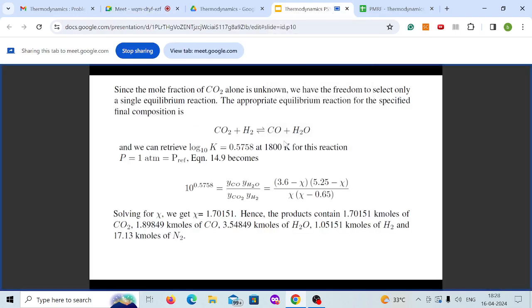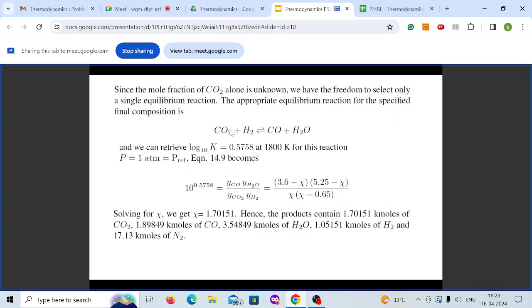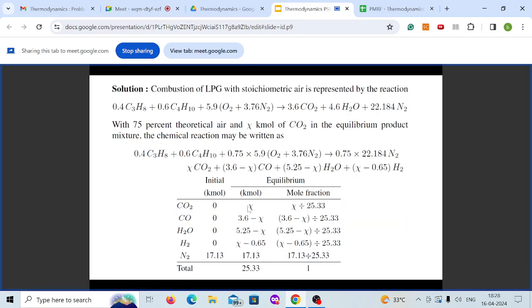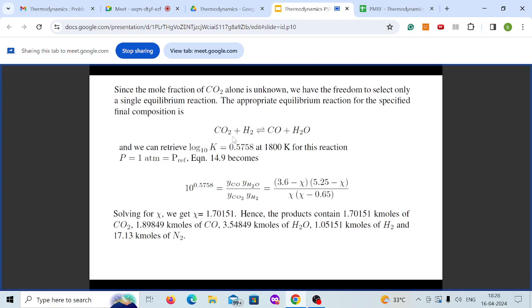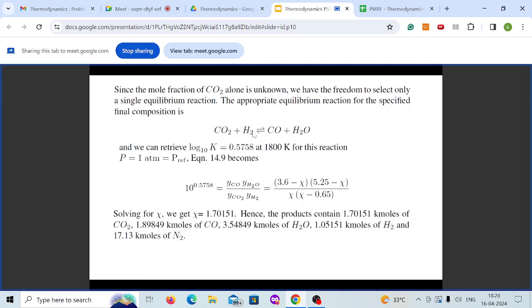So now, since the mole fraction of carbon dioxide is unknown, because the only unknown here is x, everything is expressed in terms of x. We can select one equilibrium reaction, which is sufficient to find x. So we assume CO2 plus H2 will form CO plus H2O. We have 4 components, so we have to write the expression for these 4 components. So CO2 is reacting with H2 to form CO plus H2O.